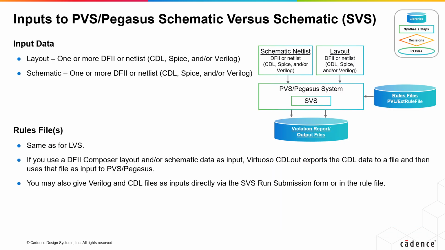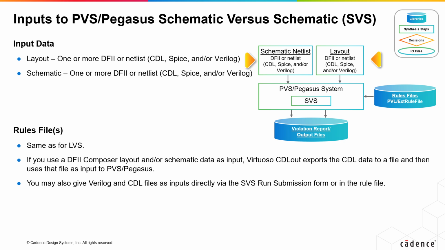Schematic versus schematic, SVS, compares two schematics or netlists. It is pretty similar to LVS. To run SVS, you need two netlists and a rule file. One of the netlists is usually extracted from the layout during an LVS run, and the other is the netlist from the original schematics, also known as the golden netlist. SVS supports CDL, SPICE, and Verilog netlists for schematic data. The rule file is the same as LVS.